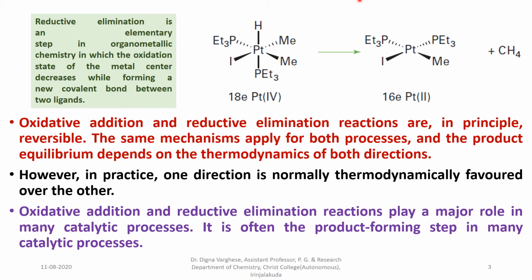Oxidative addition and reductive elimination reactions play a major role in catalytic processes. Reductive elimination is often the product forming step in many catalytic processes. We have already studied the Monsanto acetic acid process and other catalytic conversions using Wilkinson catalyst, that is in hydrogenation reaction and hydroformylation reaction. In all those processes, the catalytic loop involves the reductive elimination reaction to produce the product.